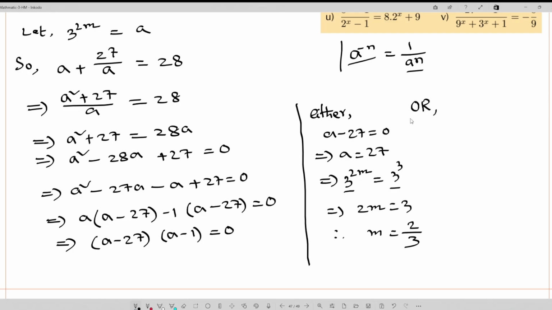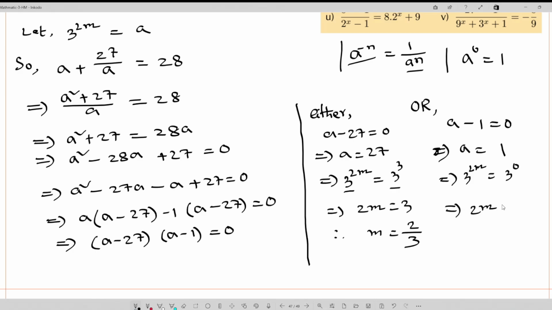Or a minus 1 equals 0, then a equals 1. a means 3 to the power 2m, and 1 we can write 3 to the power 0, because we know a to the power 0 means 1. So base are same, 2m equals 0, so m equals 0. So we have the answer m equals 0 or 2 divided by 3. So this is our answer.